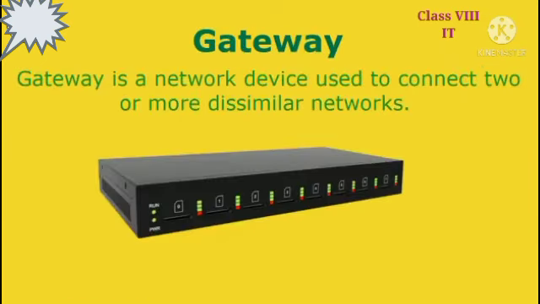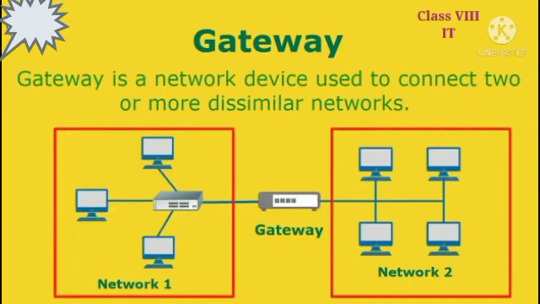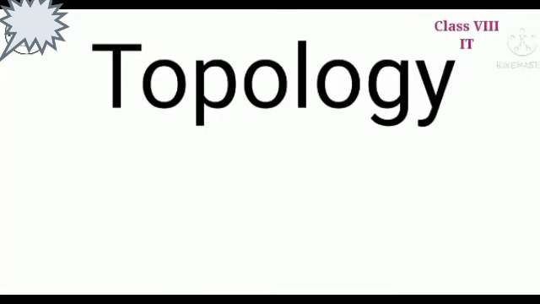Gateway is a network device used to connect two or more dissimilar networks. That means the networks which use different protocols. By means of gateway, it is able to connect different networks which are using different protocols. That's the main purpose of this gateway. It is also an important network device. Sometimes it may act as a proxy server, sometimes it may act as a firewall, sometimes it may act as a malware protection.